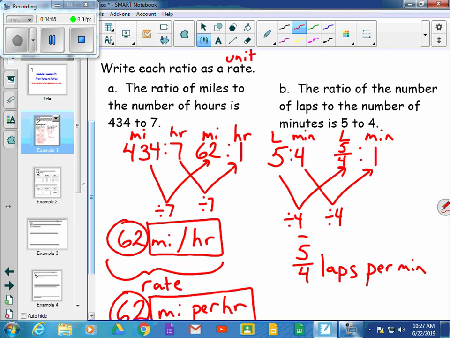And once again, 5/4 is the unit rate. How much for 1? How many laps per 1 minute? Laps per minute is what we're measuring in. That's the rate unit.